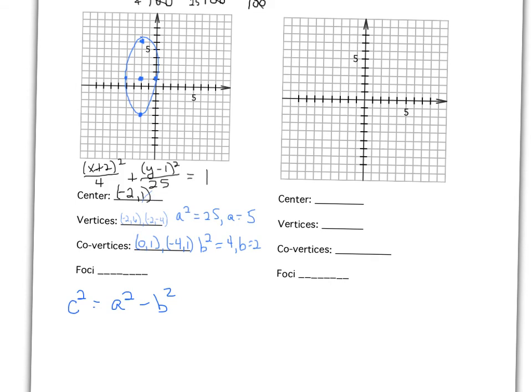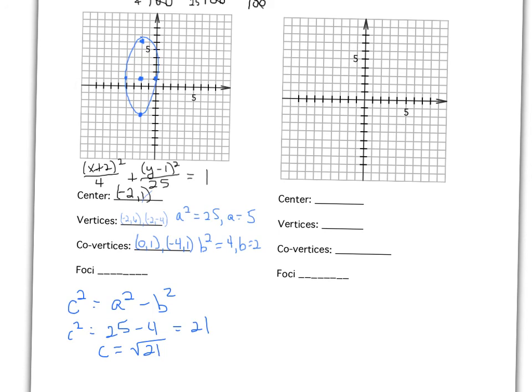C squared will then equal 25 minus 4, which equals 21. So c equals the square root of 21. Again, we need to approximate that value. Square root of 21 is almost right in the middle of the square root of 16 and square root of 25, which is almost right in the middle of 4 and 5.